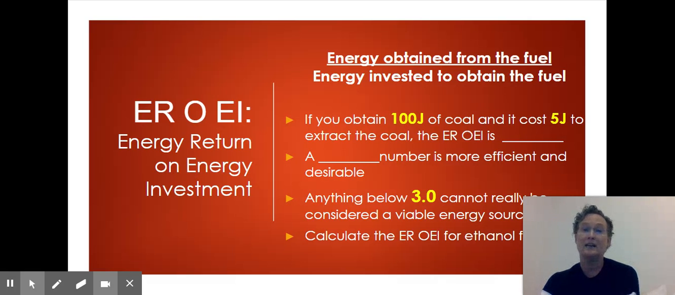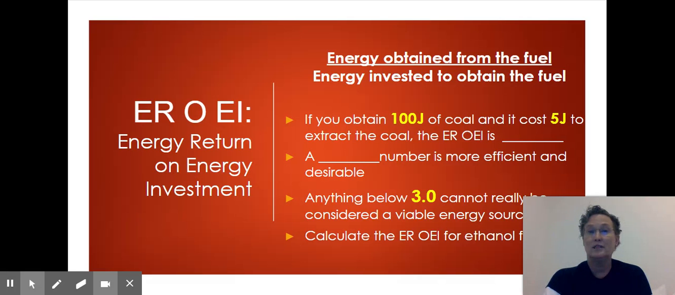And now let's say you obtain 100 joules of coal and it costs 5 joules to extract the coal. What do you think the energy return is? And then, is a number that is larger or smaller more efficient and desirable? Okay, so those are the things that you're trying to predict right now. And I'll tell you that anything under a number of 3 cannot be considered a viable energy source. Okay, so we're going to do the calculation for ethanol in just a moment.